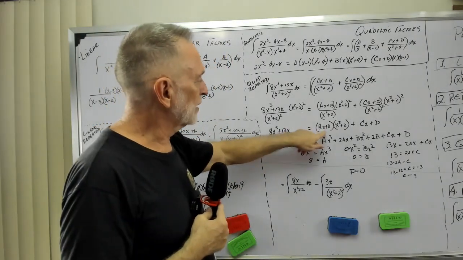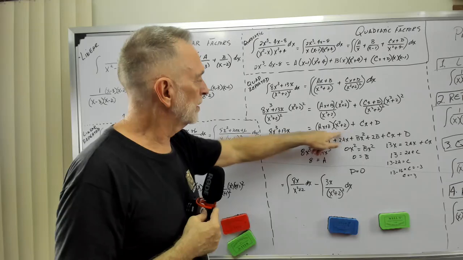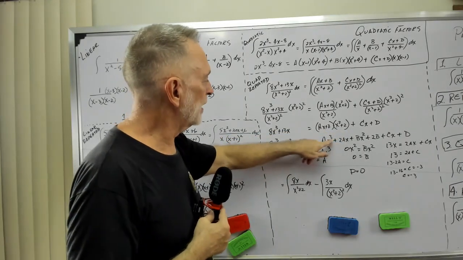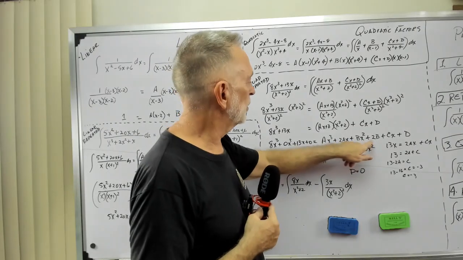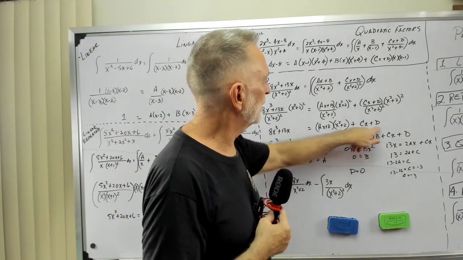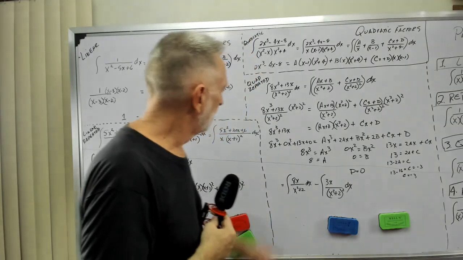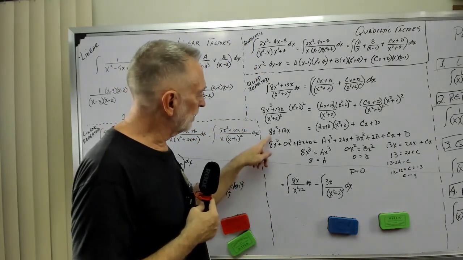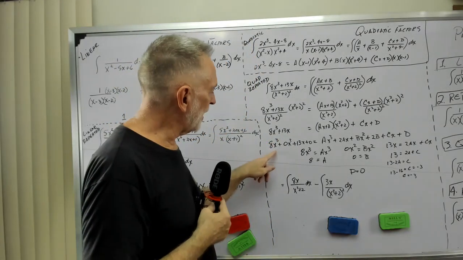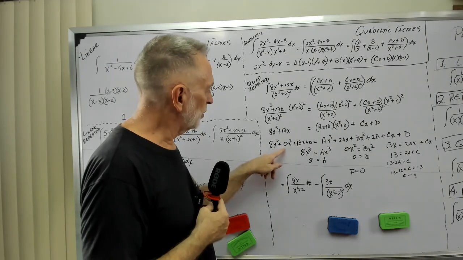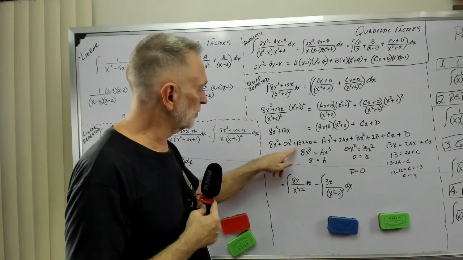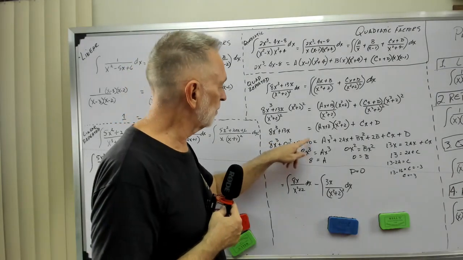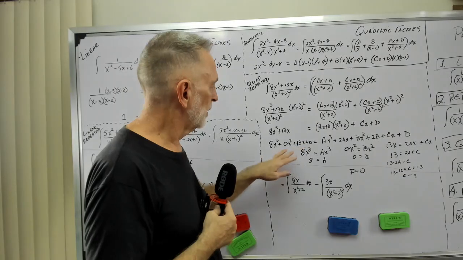So in this case, I FOILed this out and ended up with Ax cubed plus 2Ax plus Bx squared plus 2B plus Cx plus D. Now I expanded this term. I have 8x cubed plus 0x squared. I don't have an x squared term, plus 13x plus 0. I don't have a constant here.